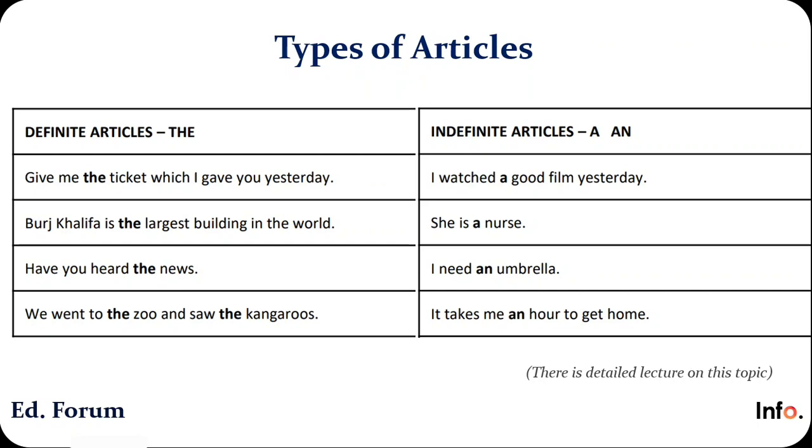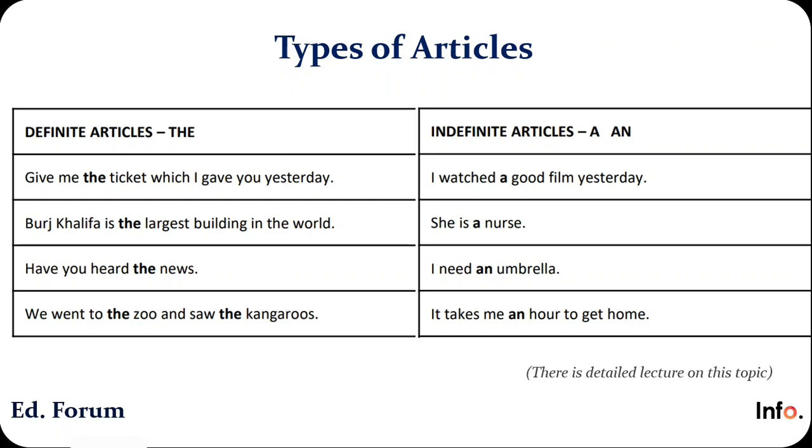Definite articles are the. Give me the ticket which I gave you yesterday. So we are talking about the specific ticket जो मैंने कल आपको दी थी, right? So I'm talking about that ticket. Burj Khalifa is the tallest building in the world. So before a superlative adjective हम the use करते हैं, okay?